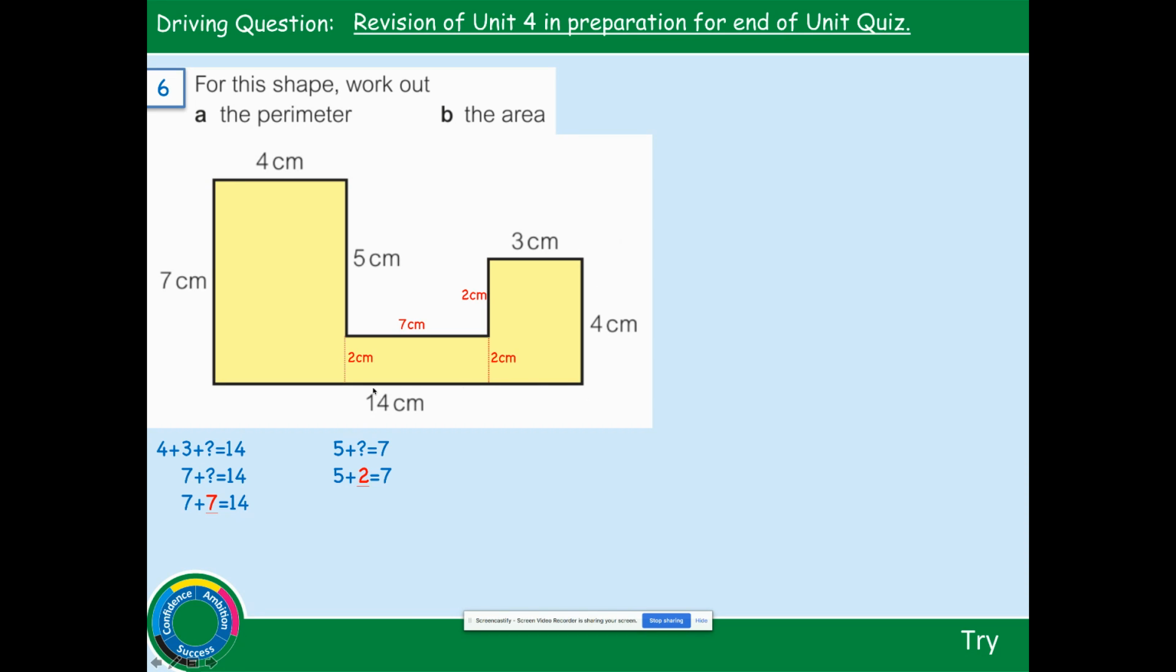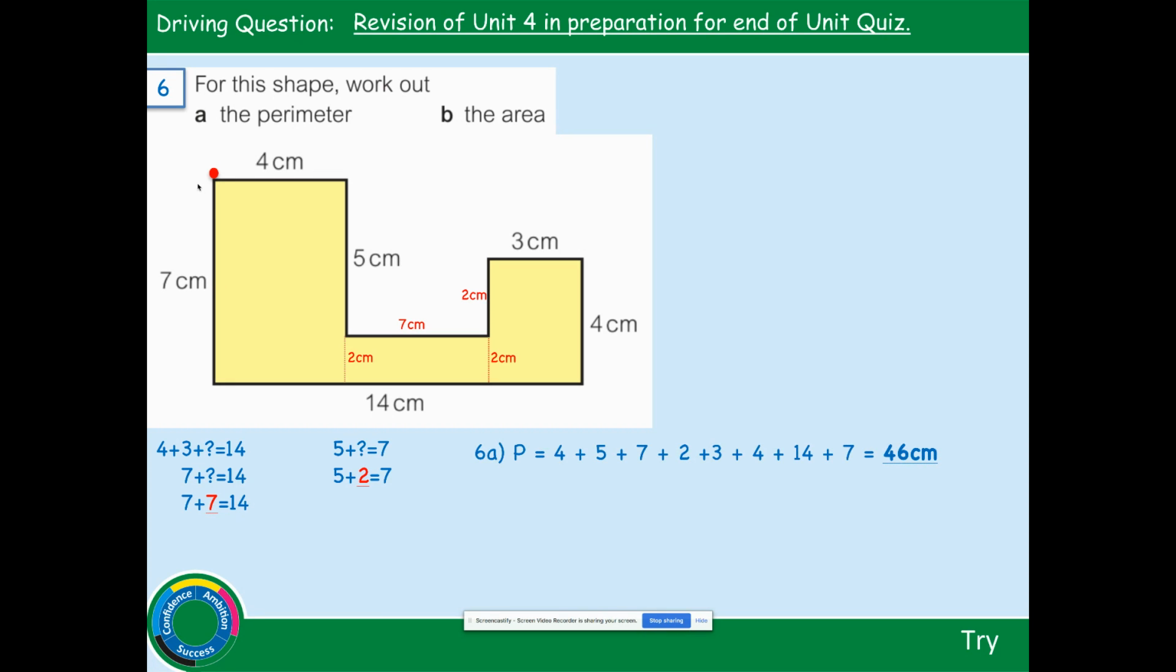So that one was a little bit complicated to find. There will always be a way to find your missing distances, but you sometimes have to work a little bit hard to find it. This one, you had to find this mystery length, to find this mystery length, to then find that one. But now you can find the perimeter. 4, add 5, add 7, add 2, add 3, add 4, add 14, add 7.